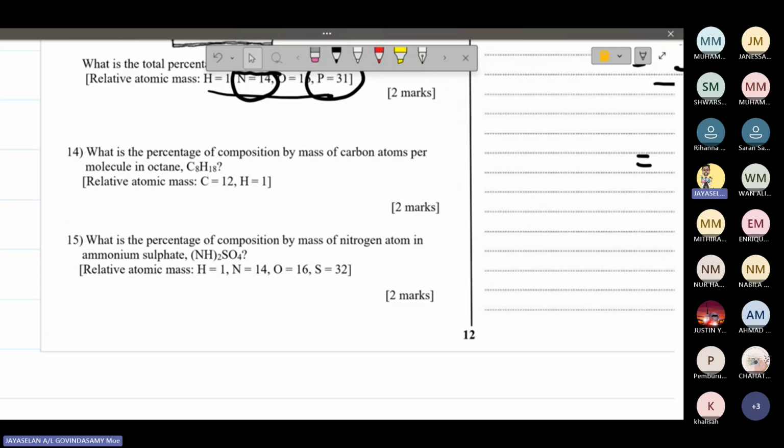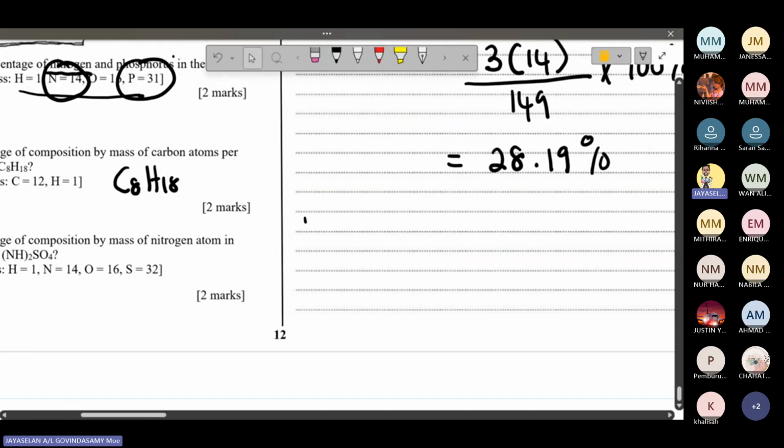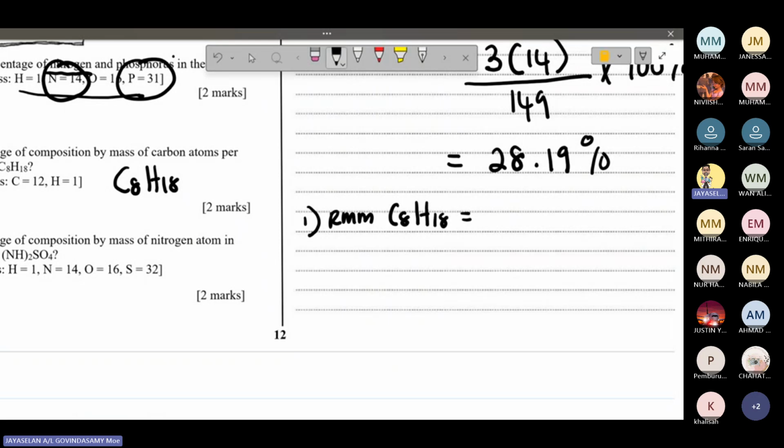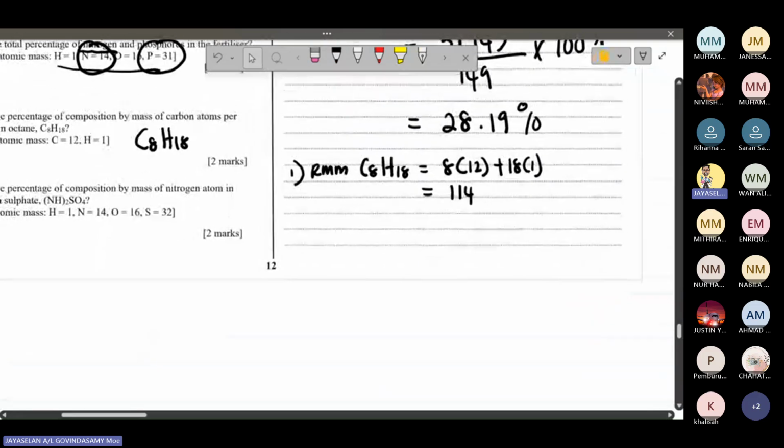Okay, now look at this. Octane compound C8H18. So first thing sebelum you buat, you find the RMM. C8H18. Okay, 8 darab RAM of carbon 12 tambah 18 times 1. So you find the answer. The answer 114. Simpan. Any question? So far, any question? No question.